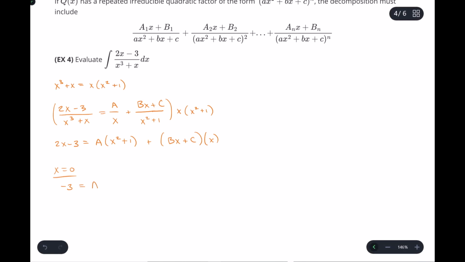And then this would be a times x squared plus 1, so 0 squared plus 1 is just 1. And then bx plus c times x. That whole term is going to go to 0 because when x is 0, 0 times this whole linear term becomes 0. So in fact, we very easily determine that a is equal to negative 3.